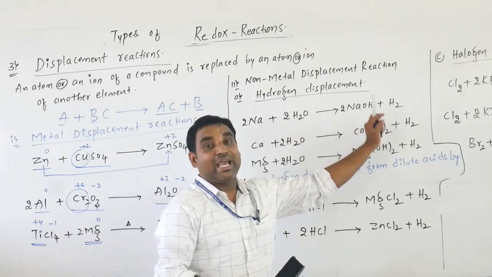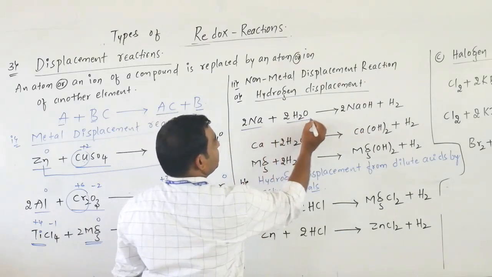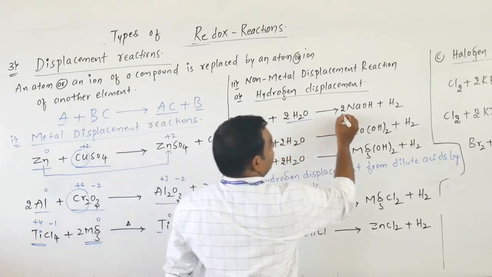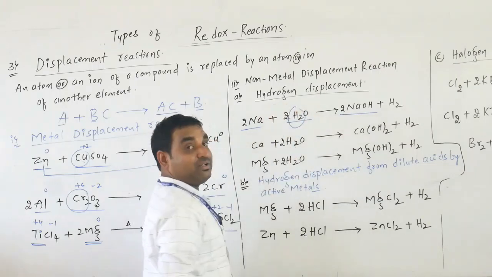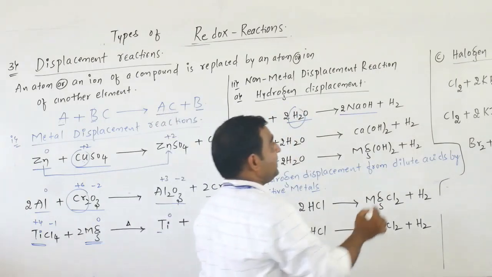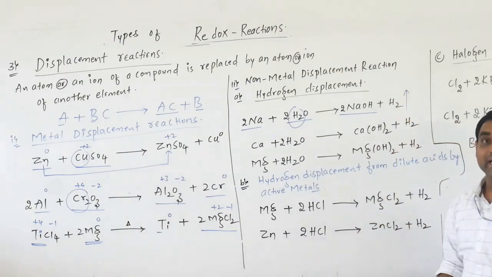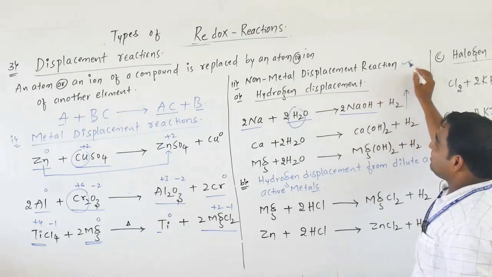So hydrogen gas will be formed. So now how it will be? Now sodium reacts with the H2O. This sodium reacts with the hydroxide, will form the sodium hydroxide and hydrogen is replaced. This hydrogen is a non-metal, it is replaced from the solution or displaced from the solution as a gas. This type of reaction is called a non-metal displacement reaction.